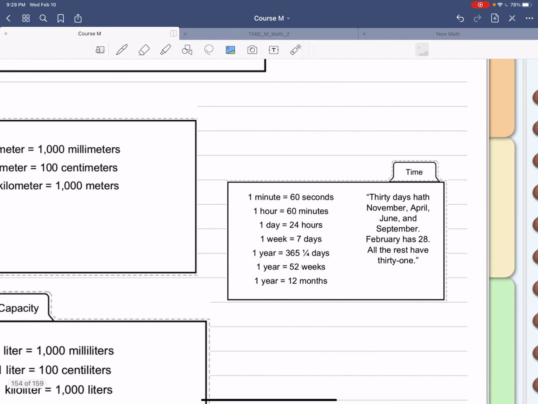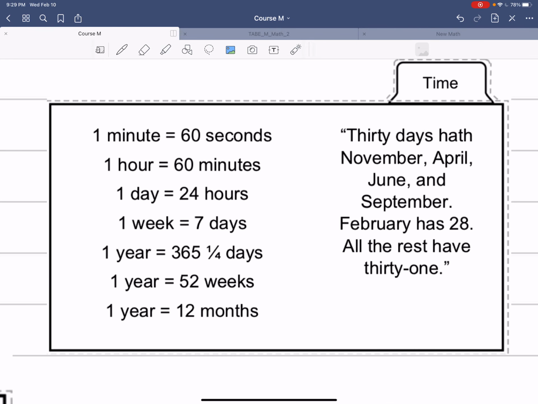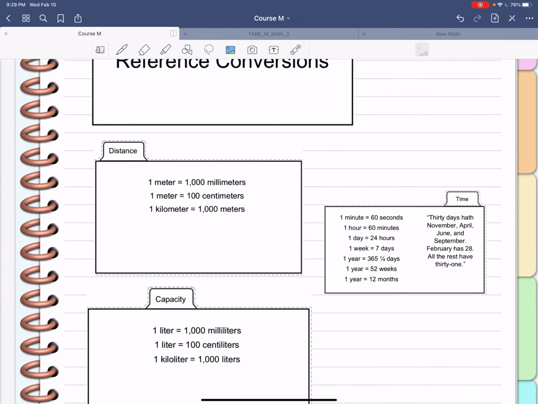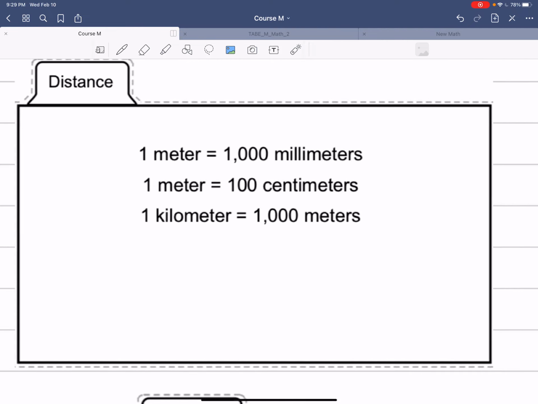You may have noticed that the units for time are just the same as they were for customary. So I'm not going to go over that again. Metric units do not have units for time. So the time units you don't have to worry about. But they do have distance, capacity, and mass or weight.